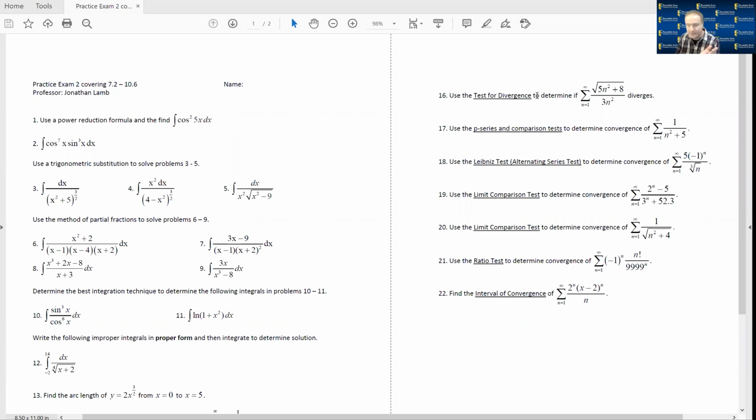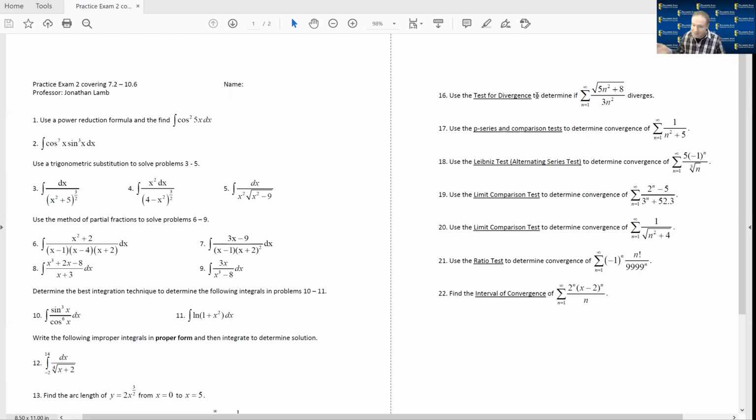So what does the test for divergence do? Well, it says if the limit as n approaches infinity of the general term, which we typically call a sub n, does not equal 0, boom, the series diverges. Now, what if the limit as n approaches infinity of a sub n is equal to 0? We don't know anything. It could converge or diverge.